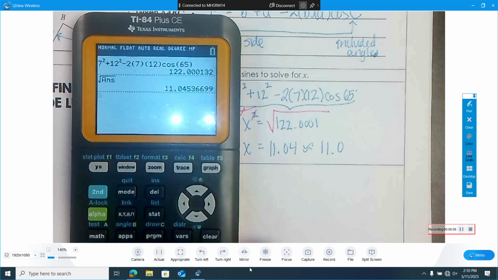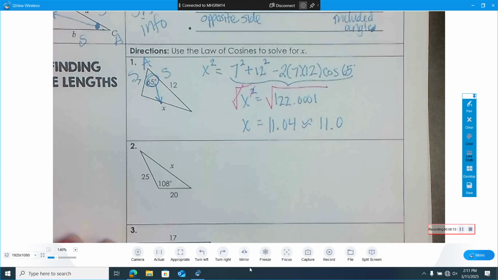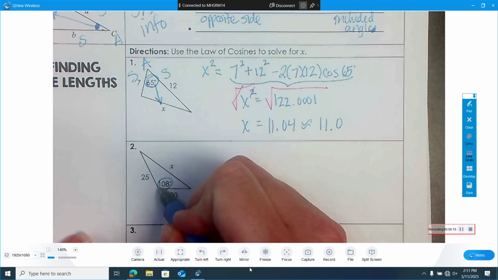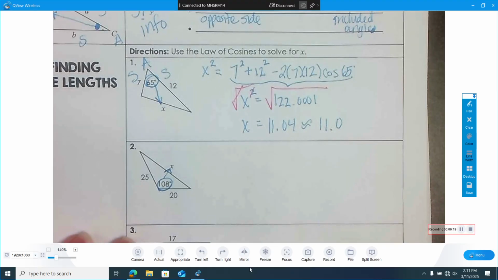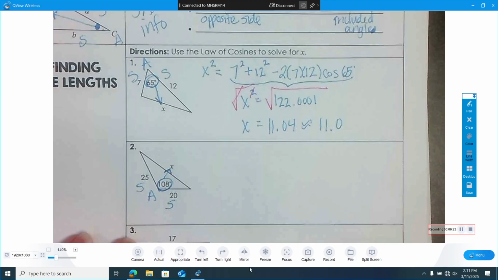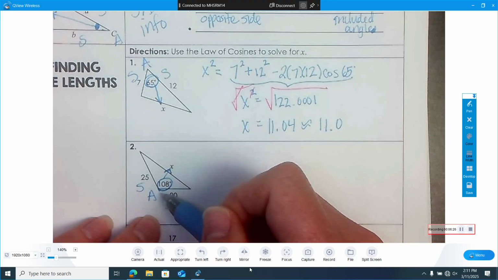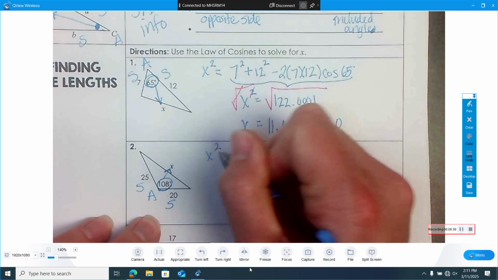All right. We're going to get really good at this pattern. Let's try another. Let's look at number 2. So here we have our angle is 108 degrees, and the opposite side is our x. They've given us side, angle, side information. So we're going to use law of cosines. How does our formula start? X squared equals.